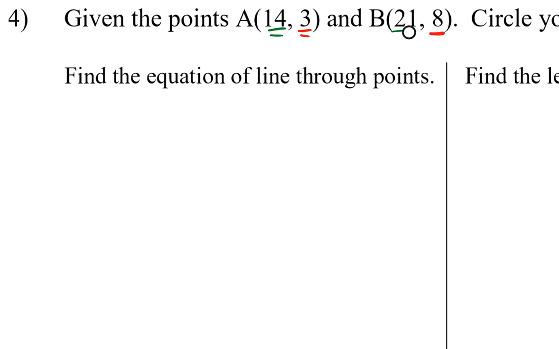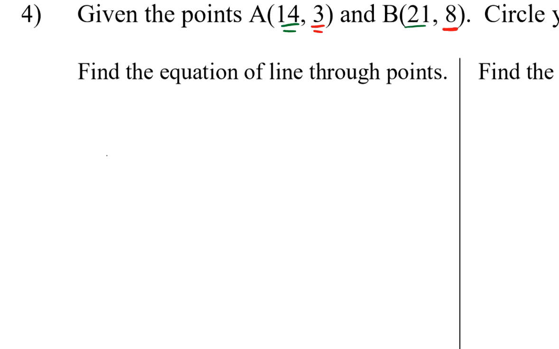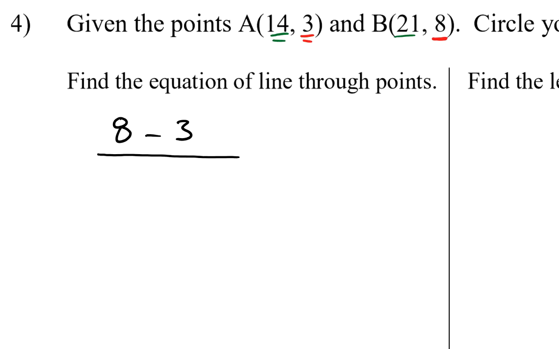So the difference between numbers is calculated by using subtraction. If I want to find the difference between 8 and 3, I can take 8 minus 3. So I'm going to write 8 minus 3. That's the change in y, going from 3 to 8. So 8 minus 3 gives me a change in y of 5 units.